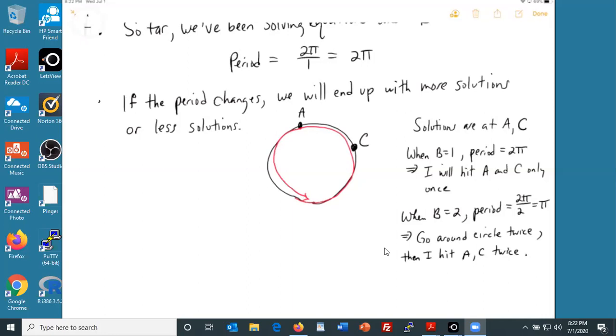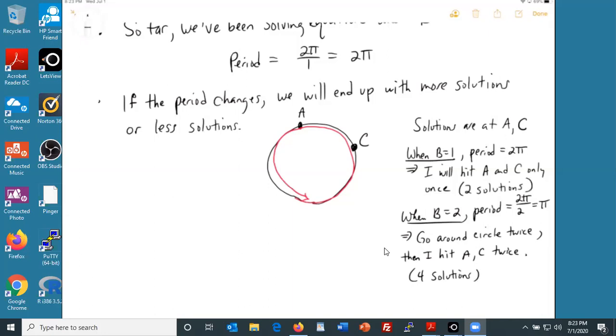So I hit A 2 times and I hit C 2 times. What that means is, in this case, I end up with 4 solutions. If I go back to the first case when B is 1, I go around the circle once and I hit A and C only once. That means I get 2 solutions, which are just A and C, one at a time.